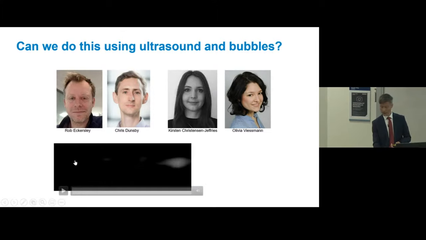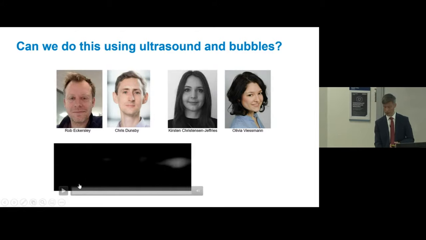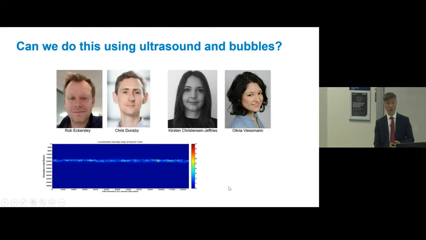So this is a vessel. We have the vessel, that's kind of our road, and we have bubbles, that's our cars. But instead of packing the bubbles in there and turning them on and off, we can't do that. But we can make the bubbles flow, because in blood vessels, everything flows, right? So you can see this bubble moving around. And all you do is detect them and pinpoint their center, and then you generate this super resolution image of the vessel.